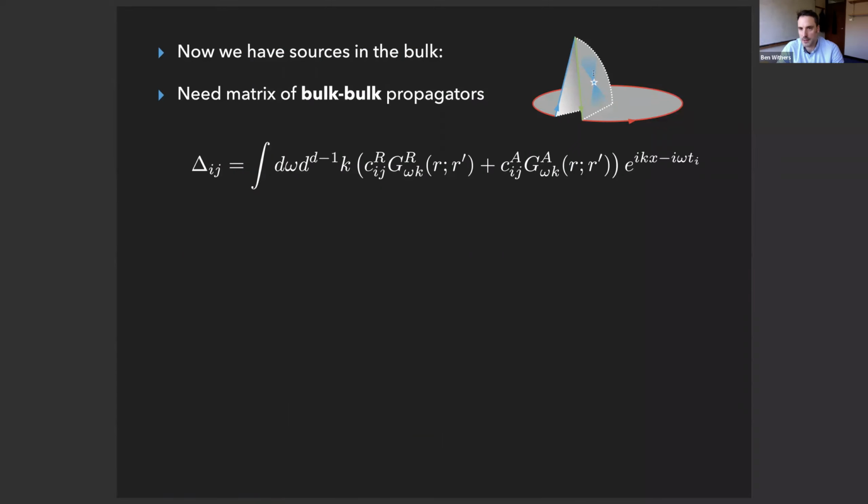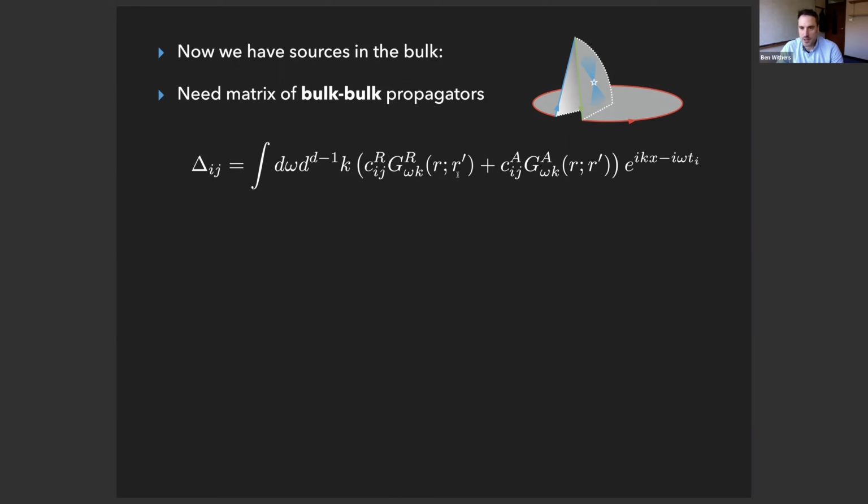and this produces for us a matrix of bulk-to-bulk propagators. So we can have a delta function in this Lorentzian segment, and we can read off the response here, or in the other Lorentzian segment, or in Euclidean. So that would be a single row in this bulk-to-bulk propagator matrix. If we consider the delta function in this Lorentzian, that's another row. And if we consider the delta function in Euclidean, that's another row. And that's this 3 by 3 matrix. So these ij's are 3 by 3.